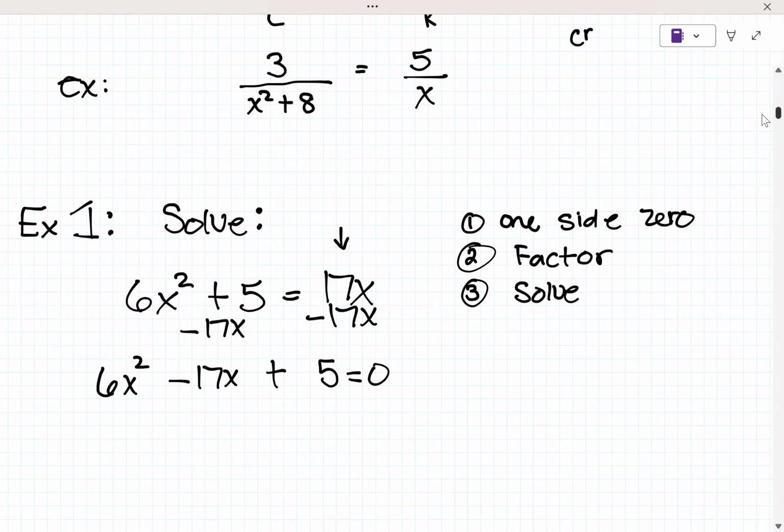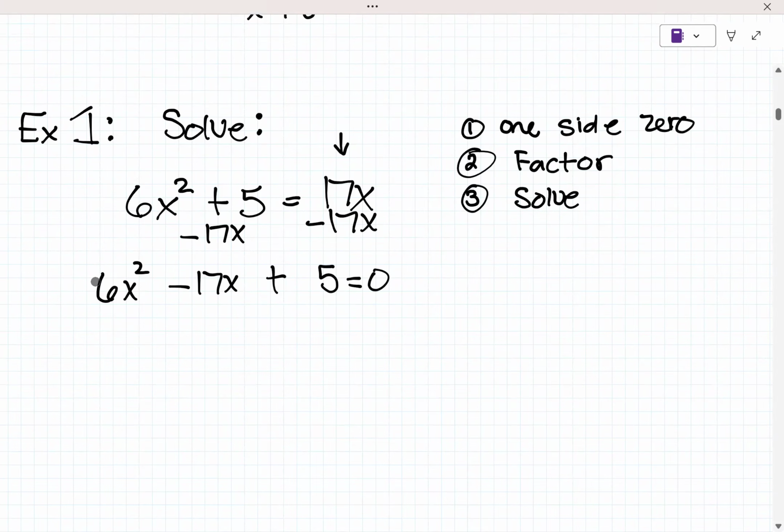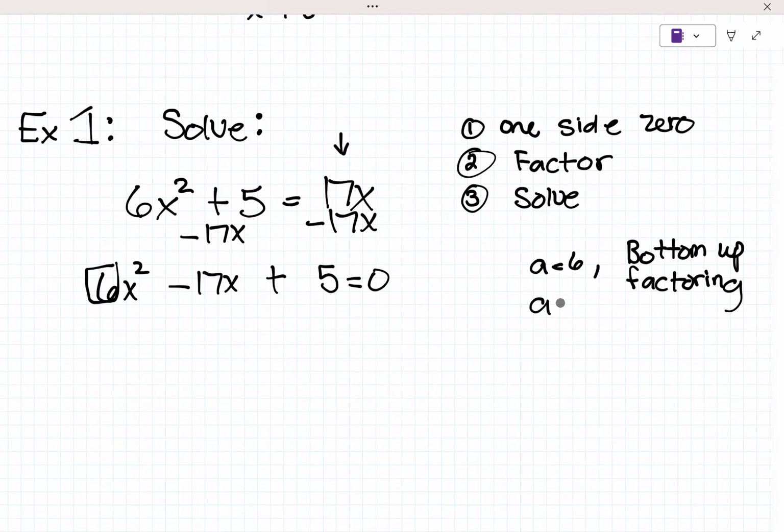So yeah, how would we factor this? We have 6x squared minus 17x plus 5. So notice how the a value is 6. I do this method. Your teacher might call it different. It's basically the same thing. I call it bottoms up factoring. This only works when the a value is not equal to 1. Okay, so our a value is 6.